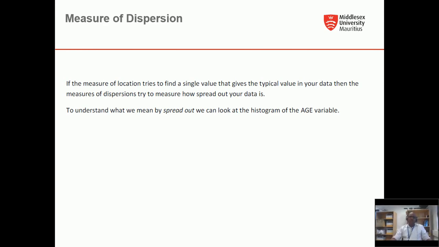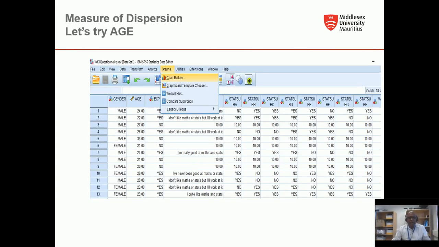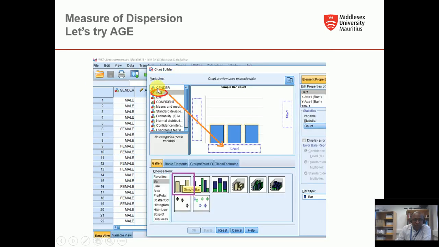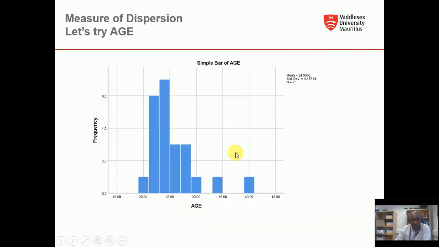Now how do we go about finding the dispersion? So now I'm going to try this one graph. Just to recap, we've been using Analyze earlier for the measure of location. Now for the measure of dispersion, let me go through the PowerPoint slide first. I'm going to do Graph, Chart Builder, and I'm going to do some stuff here for you to explain. So in Chart Builder, I'm going to move my variable age somewhere.